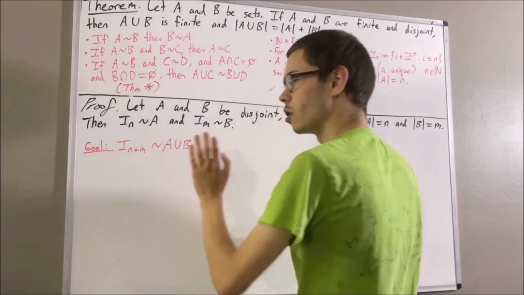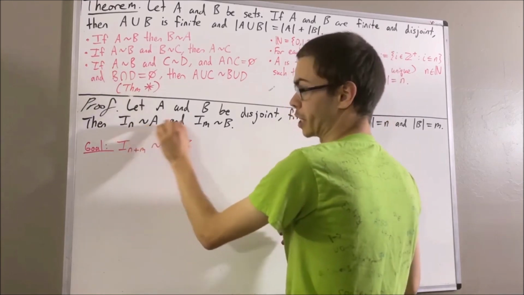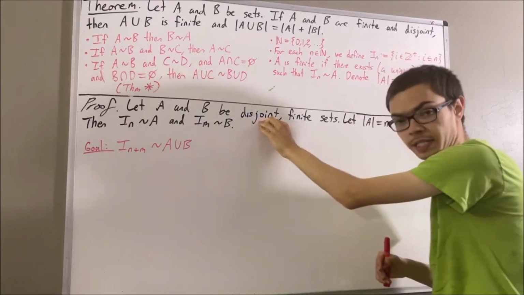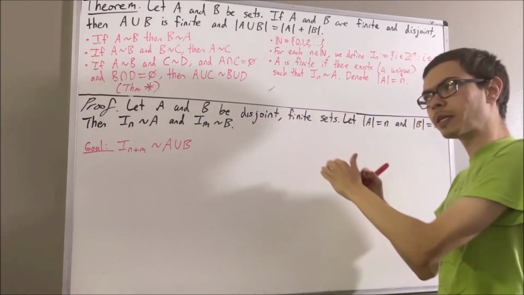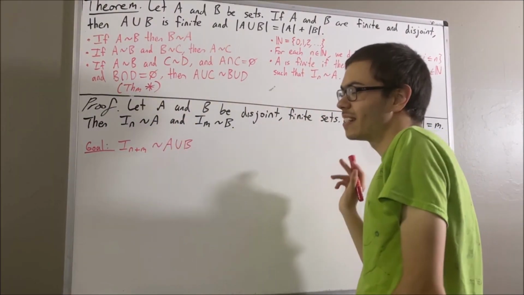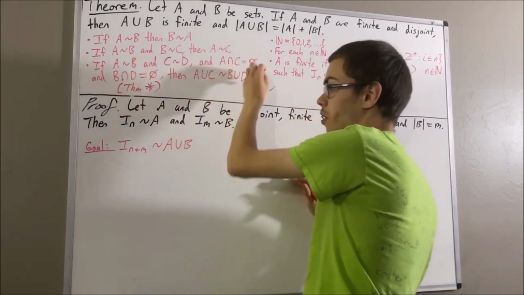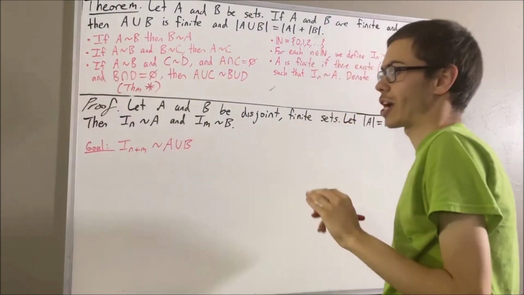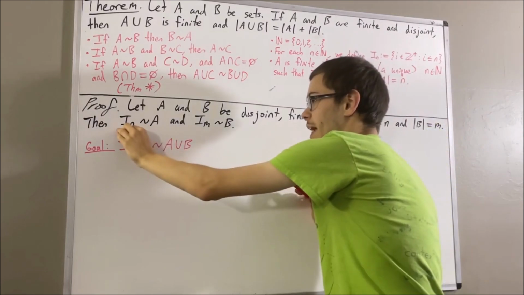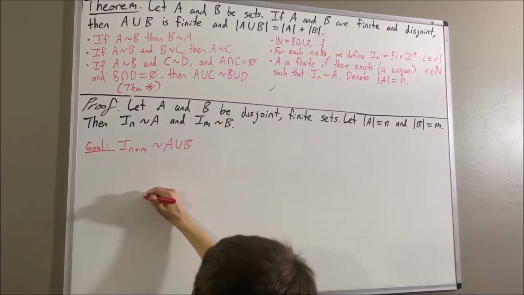And to prove this, notice we're dealing with bijections and we have a union of disjoint sets. So maybe we can try applying theorem star. And to see how we can apply theorem star to obtain this, let's do a little bit of scratch work. Now, to start, we can think of the set In as follows.